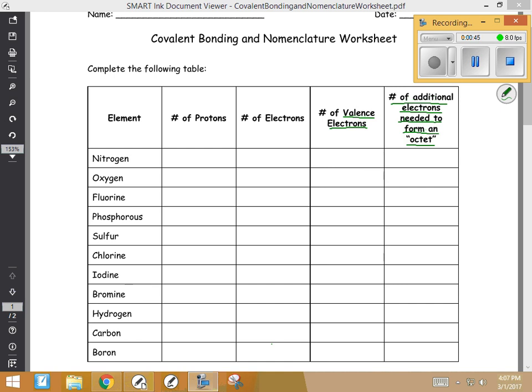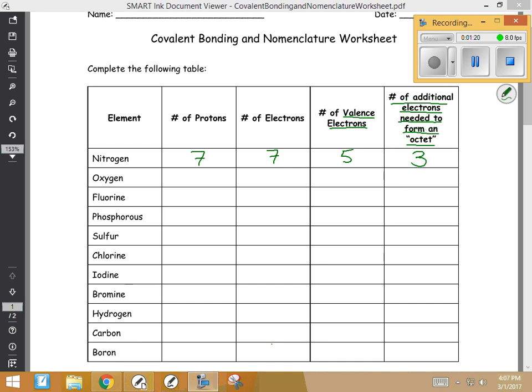So here we go. Nitrogen. Nitrogen is atomic number 7, so it has 7 protons, 7 electrons. How many valence electrons does it have? It's in group 15. So we ignore the 1 and we know that it has 5 valence electrons. How many additional electrons is it needed to form an octet? It needs 3 more. Okay? Basically, to get from 5 to 8, you have to add 3. Okay?